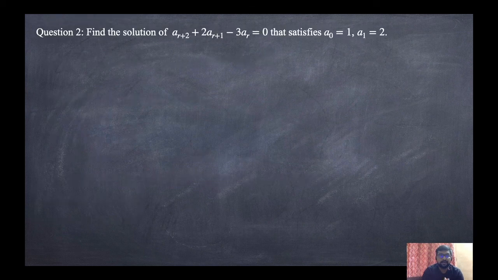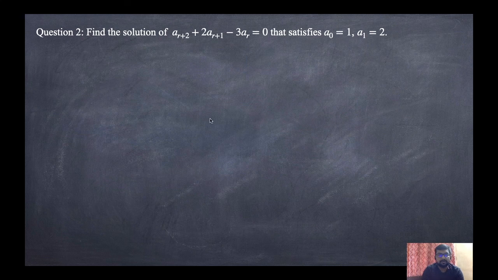Next, find the solution of a_{r+2} + 2a_{r+1} - 3a_r = 0 that satisfies a_0 = 1, a_1 = 2. Now here the given equation is homogeneous because the right hand side is 0, but we have also been given the conditions a_0 = 1 and a_1 = 2. So how to do it, we will discuss.